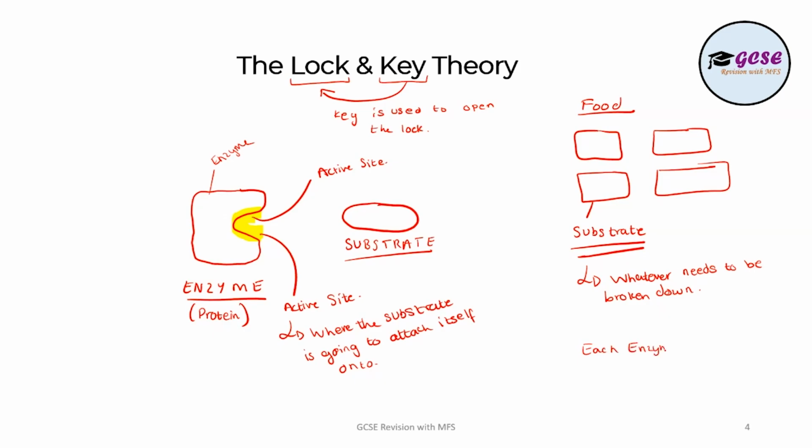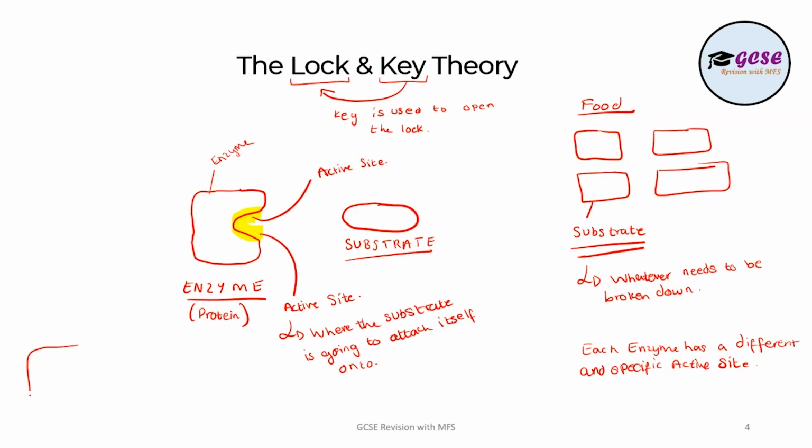Each enzyme has a different and specific active site. So let's say that this enzyme is specific to this substrate. That means that only this can fit into this enzyme. No other. So if you had something like this, it is not going to be able to fit inside that enzyme. Only this substrate will fit into this enzyme.